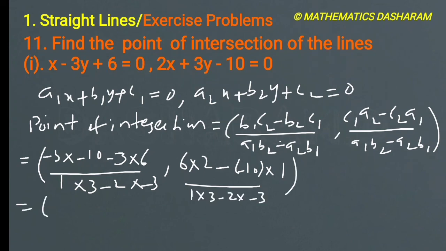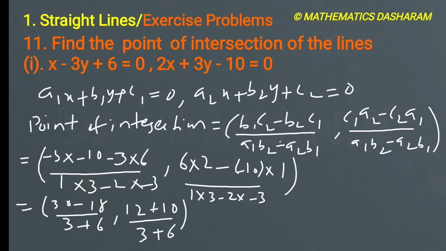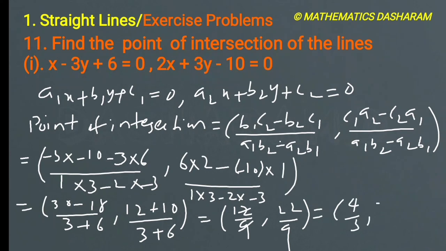So it is equal to minus 3 into minus 10, that is 30, minus 3 6s are 18, over 1 into 3, 3, minus 2 into minus 3, 6, 6 2s are 12 plus 10, 3 3s are 6. So 30 minus 18 is 12 by 6 plus 3 is 9, 12 plus 10 is 22 divided by 3 plus 6 is 9. Here 3 3s are 9, so 22 by 9. So x value is 4 by 3 and y value is 22 by 9.